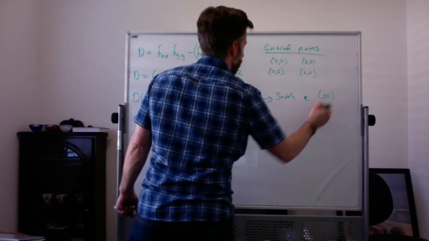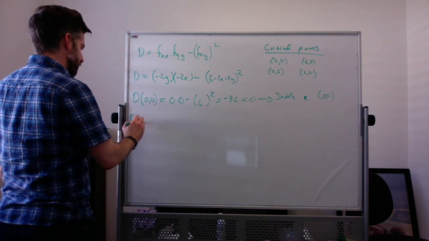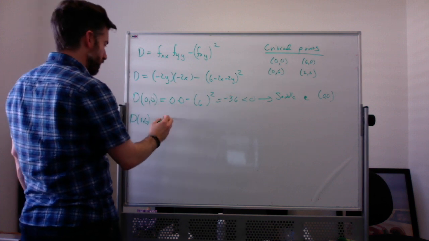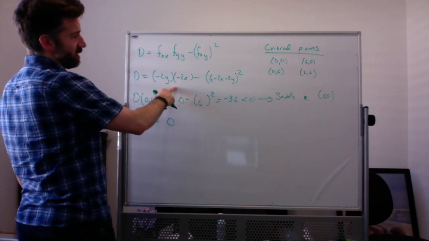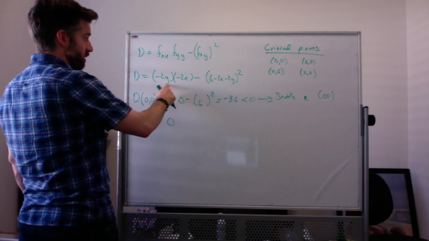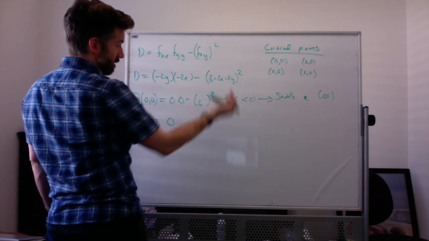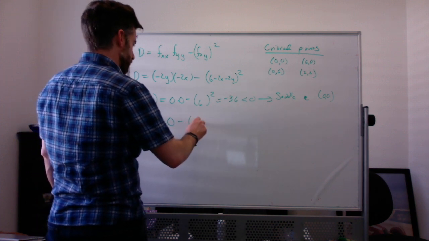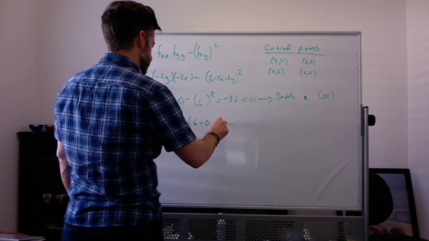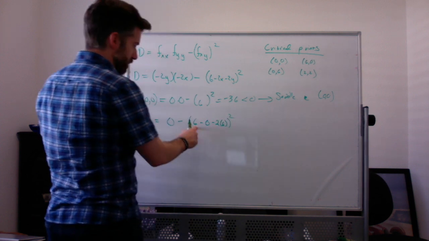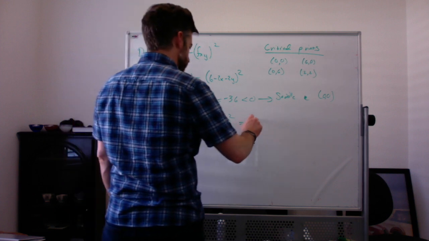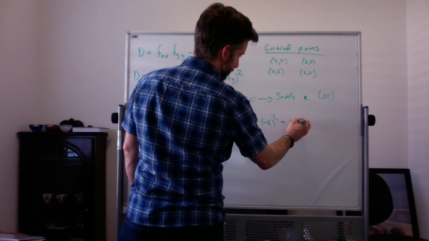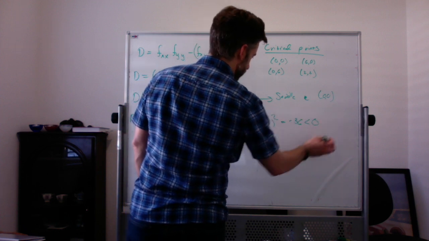At 0, 6, we get still 0, right? We're going to get 0 here every time. So once I get 0 here, I know I'm going to get something that's probably going to be a saddle, because 0 minus something that's probably not 0 squared is going to be negative. Let's plug it in. 0 for x, 6 for y. 6 minus 0 minus 2 times 6 squared. You get 6 minus 12 is negative 6. 0 minus negative 6 squared is negative 36. Again, that's less than 0, so we have a saddle.